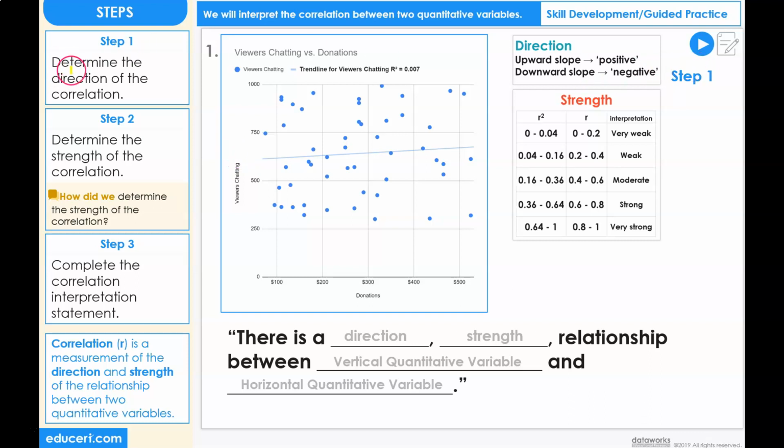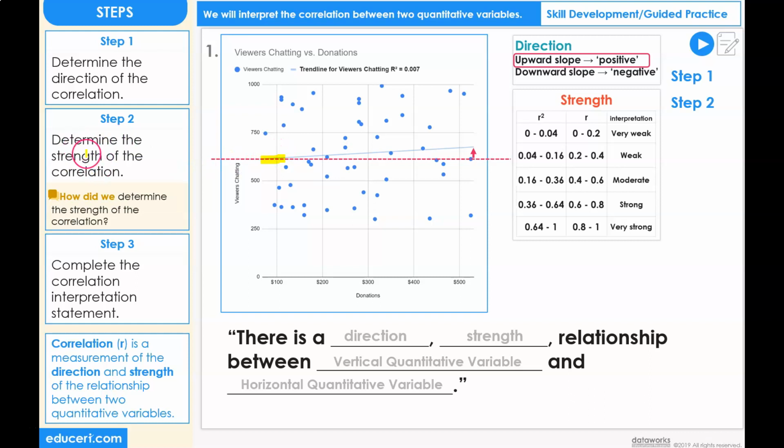Step 1. Determine the direction of the correlation. Taking a look at this data, this line is heading in an upward direction, so we would call this positive. Although it doesn't look very strong, it is still in a positive, not negative direction.